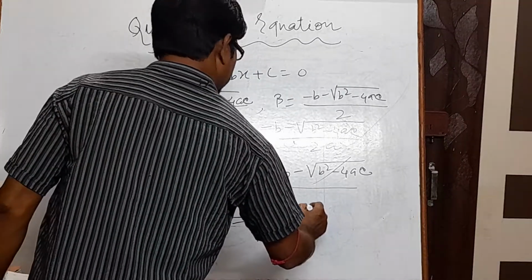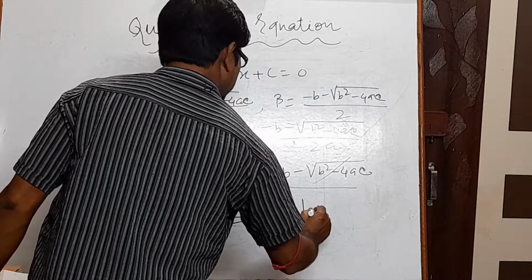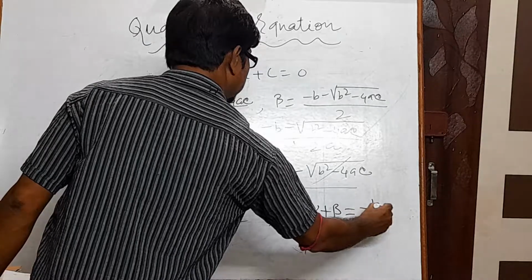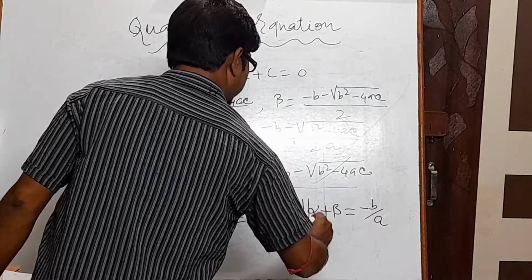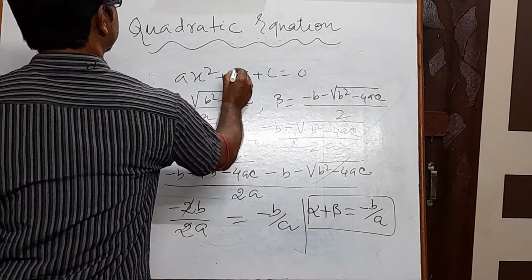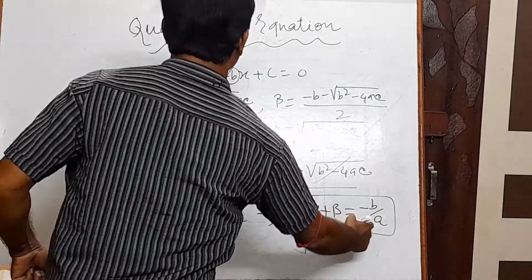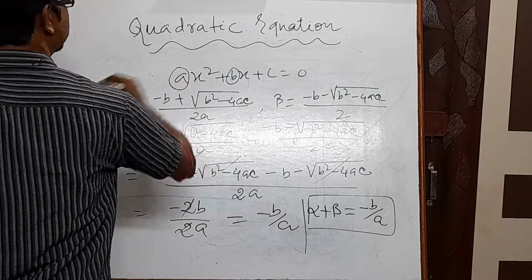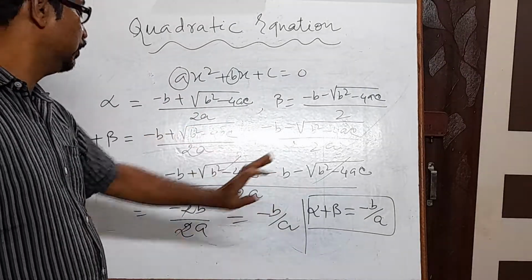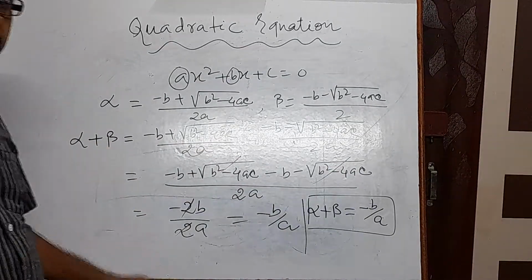Okay, so now the formula to find the sum of two roots is minus b by a. You can write it in a box. Alpha plus beta is equal to how much? Minus b by a. Where b means the coefficient of x, and a means the coefficient of x square. Okay, so the sum of the roots is minus b by a. Pause the video to note it down.